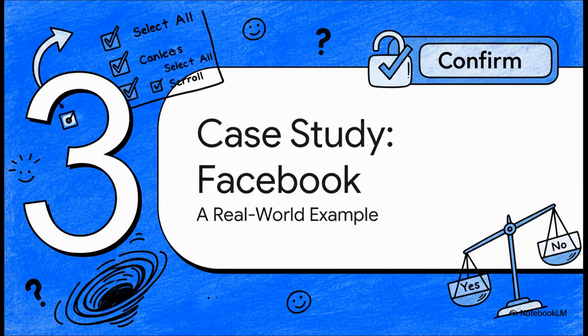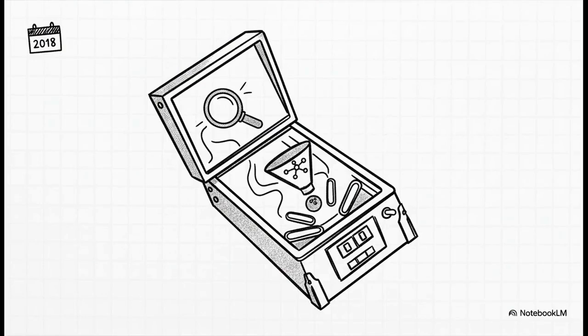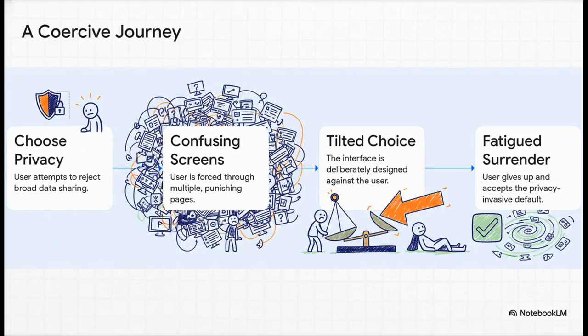Now, to see how powerful this is in the real world, let's dig into a case study involving one of the biggest platforms on the entire planet, Facebook. So this isn't just a theory. A really detailed report from 2018 documented exactly how Facebook used these techniques to push its users into sharing a lot more data than they might have wanted to. The report laid out what it called a journey of coercion.